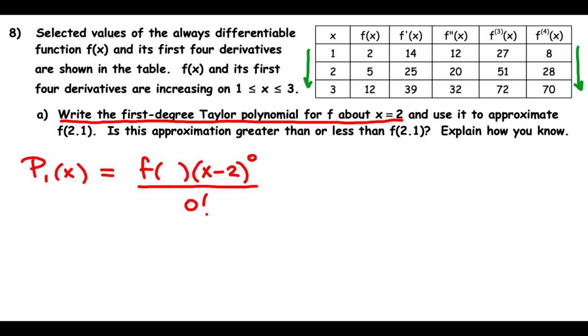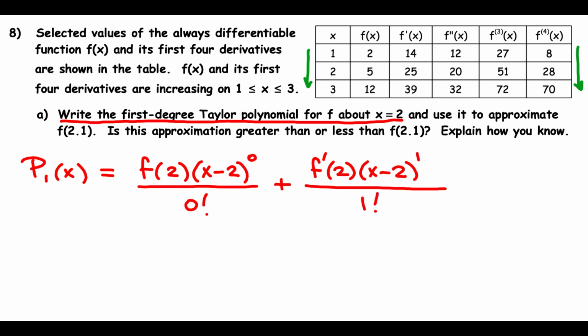And since we're going about x equals 2, we're going to use a 2 in here. That's what we do. So that's the 0th term. And now we have the first power term. It's going to be f prime of 2. We're centered at 2, so it's x minus 2 to the first power over 1 factorial.